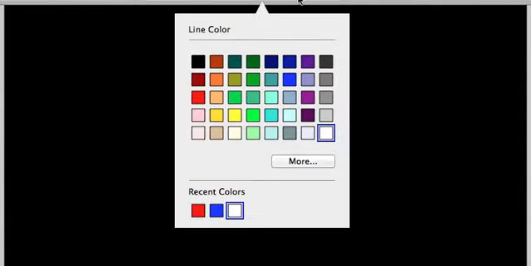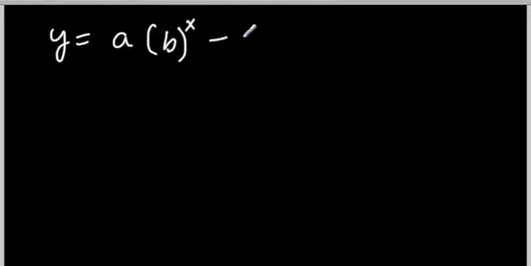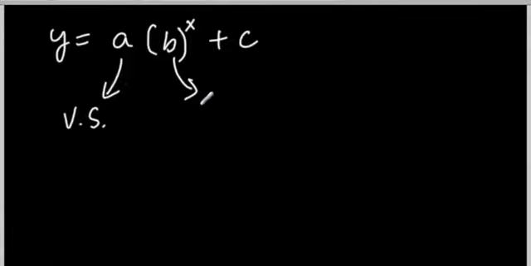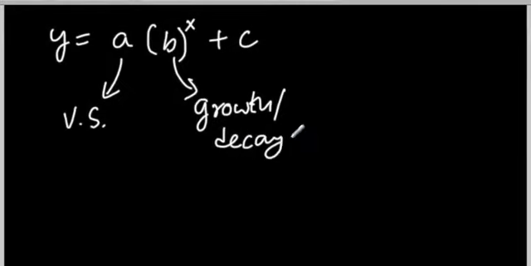So let's get to a more general form so we can understand how these work. More generally speaking, here's the equation. y is equal to a b^x plus c. So a in this case is the vertical stretch. b in this case is the growth rate. It's called the growth or decay rate. Okay? And c is the asymptote.